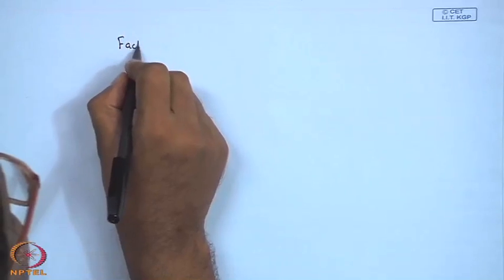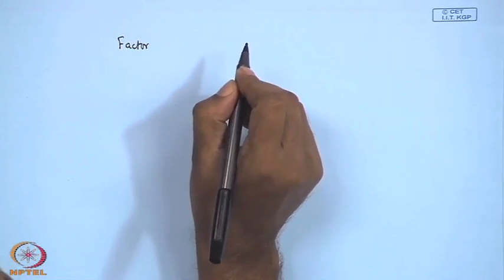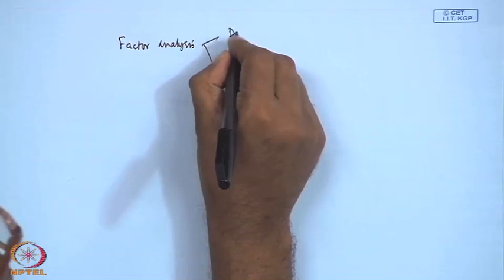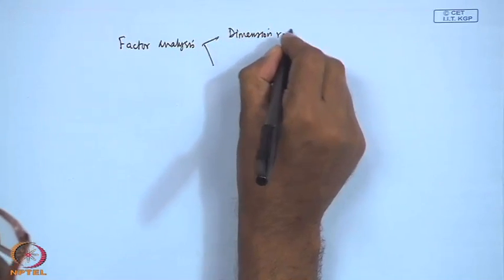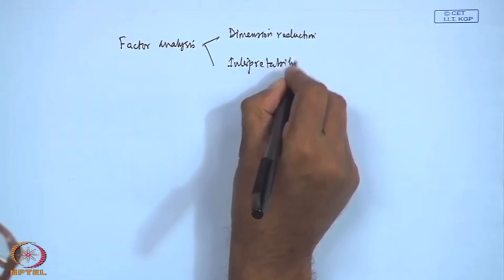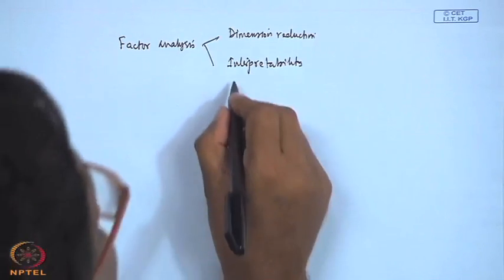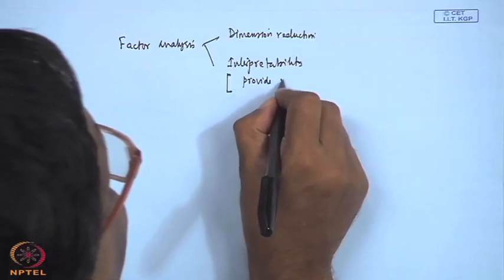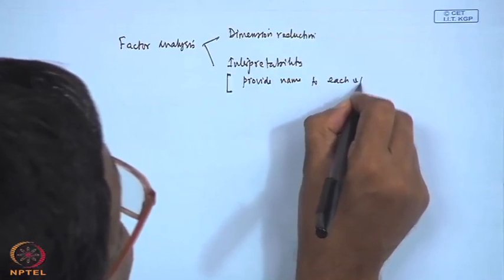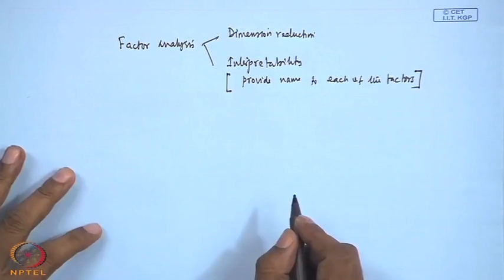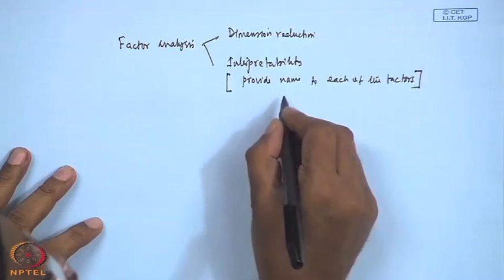As we have discussed earlier, factor analysis has two important purposes. What are those two? One is definitely dimension reduction, second one is interpretability. By interpretability we mean that we will be able to provide a name to each of the factors. Correct. So, how do you provide a name?